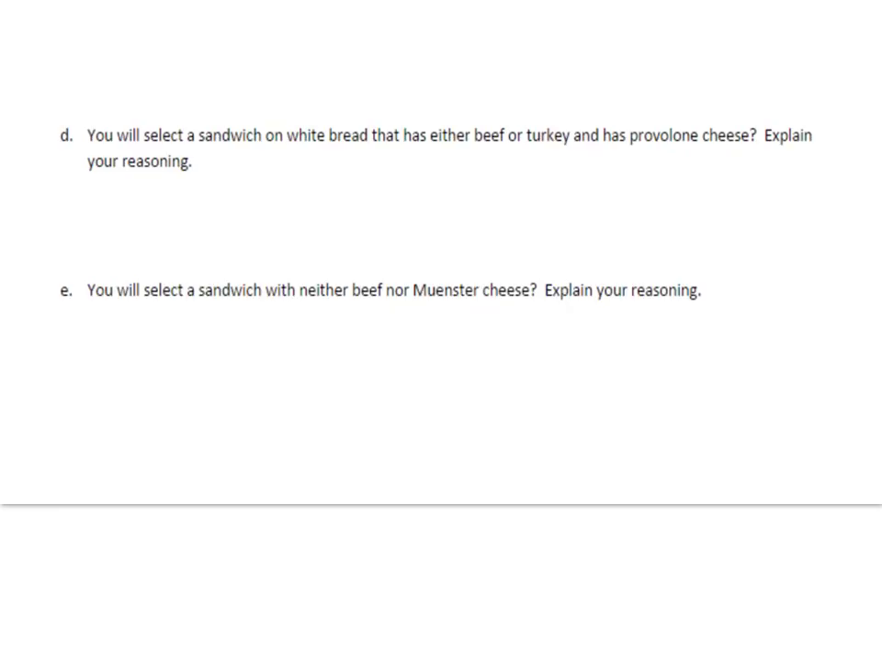Okay, so ask yourself, what is the probability of getting white bread? 1 out of 2. What's the probability of getting either beef or turkey? Okay, one or the other, either or I'm happy with. So therefore, that's 2 possibilities that I want out of 3. So that's 2/3. And then the provolone cheese, that's 1 out of 4. And you multiply it together. 1/2 times 2/3 times 1/4.